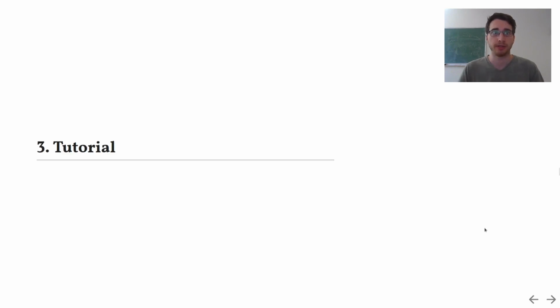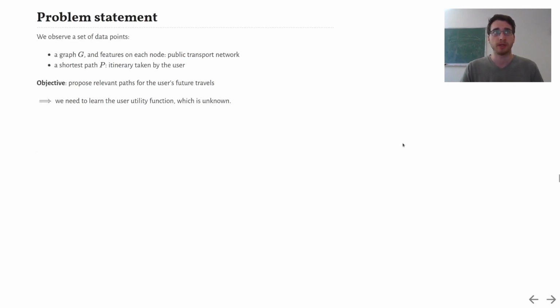Hi, I'm Leo Baty, and I will continue and end this talk with a tutorial on how to use InferOpt to solve the following toy problem. We consider a dataset containing for each data point a graph which represents a public transport network and a shortest path representing an itinerary taken by the user. Our goal is to propose relevant paths for the user's future travels, and for this we need to learn the unknown user utility function.